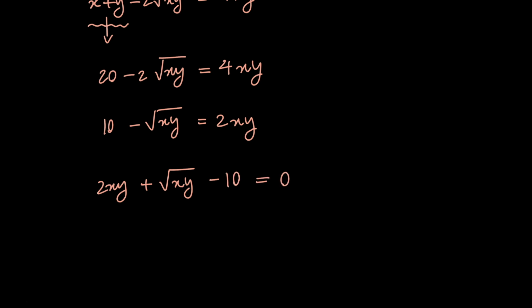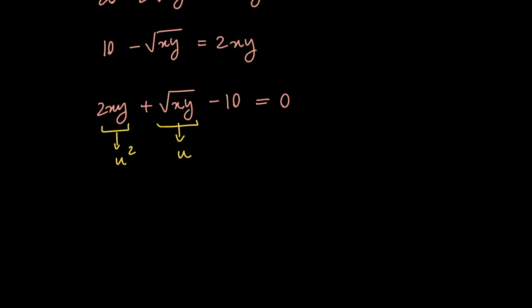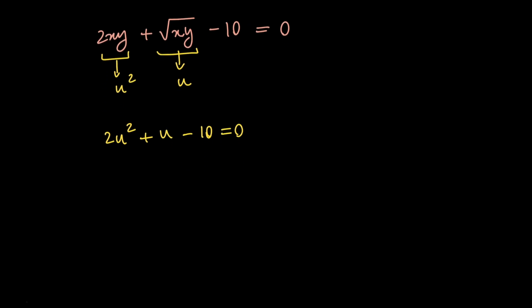Now, if you look at this equation, you can see that this is the square of this. So if I replace this with u, this is going to be u squared. So I'm going to use the substitution method and say that we have 2u squared plus u minus 10 equals 0. So this is a simple quadratic equation. And in order to solve this for u, I'm going to use the quadratic formula.